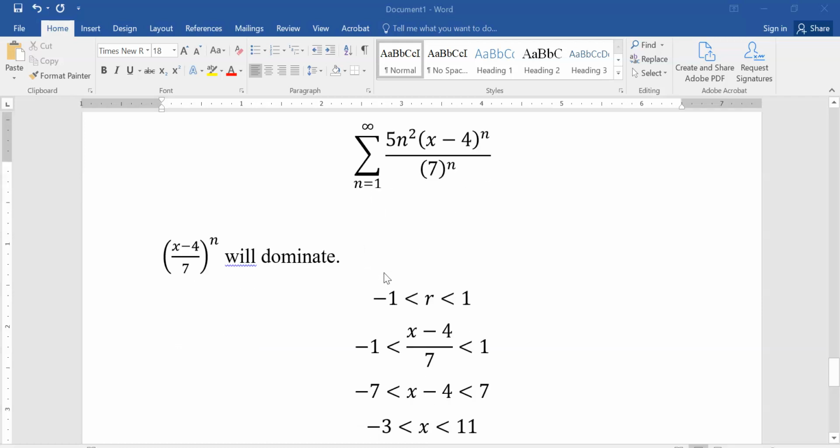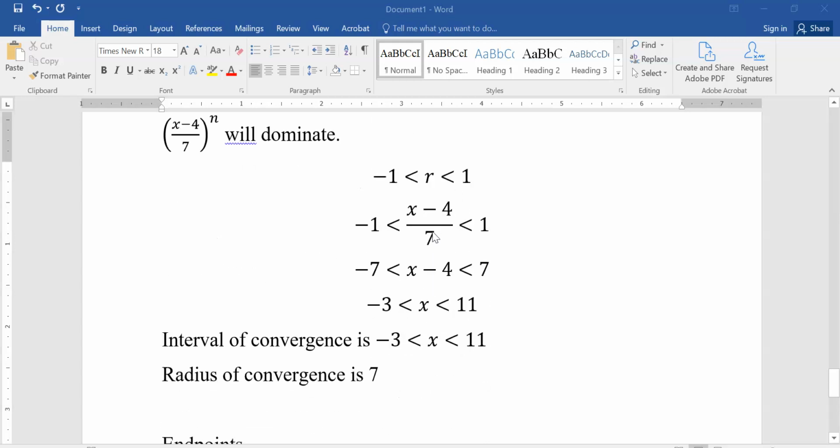So whenever r is between -1 and 1, this series will converge. And in our case, r is (x minus 4) over 7. If you multiply both sides by 7, you get -7 in between x minus 4 and +7. Or excuse me, x minus 4 is between -7 and +7. Add 4 to all three sides, you get -3 is less than x is less than 11.